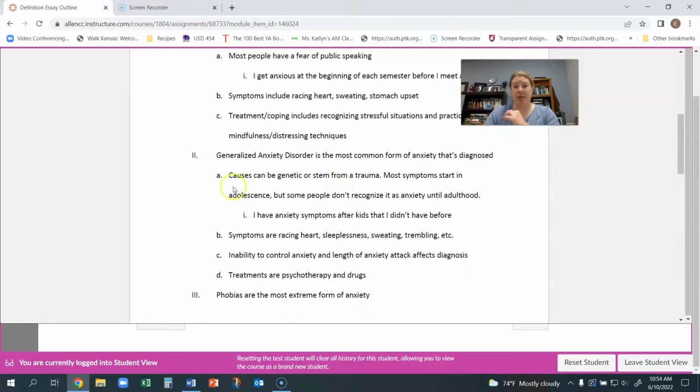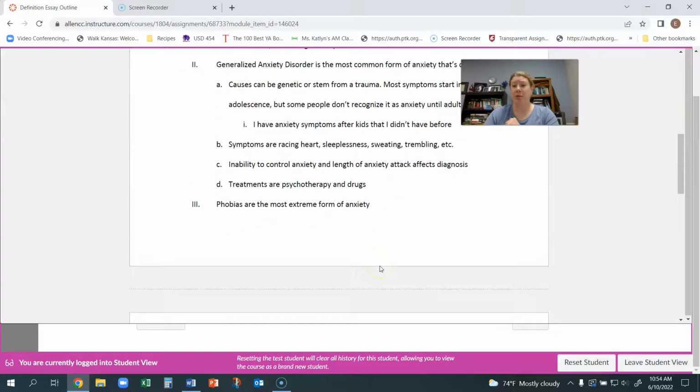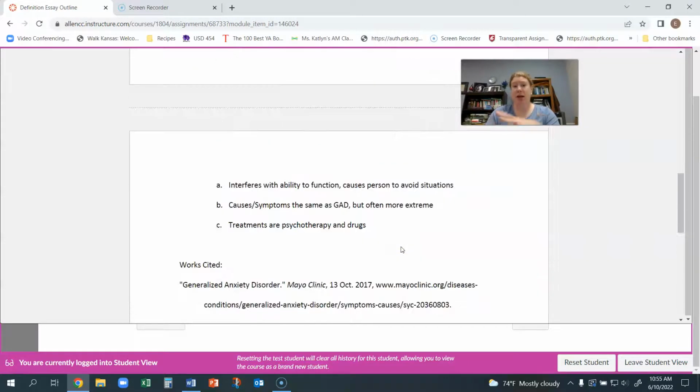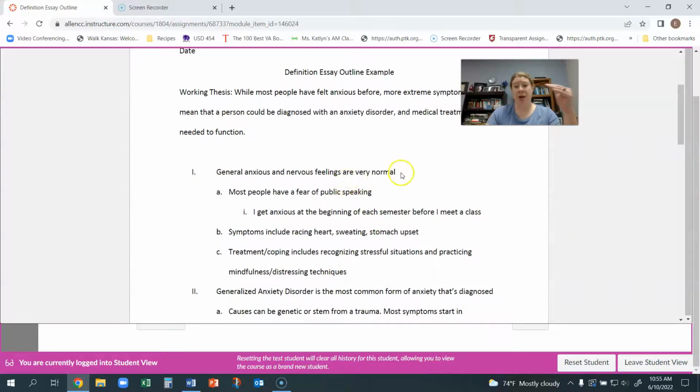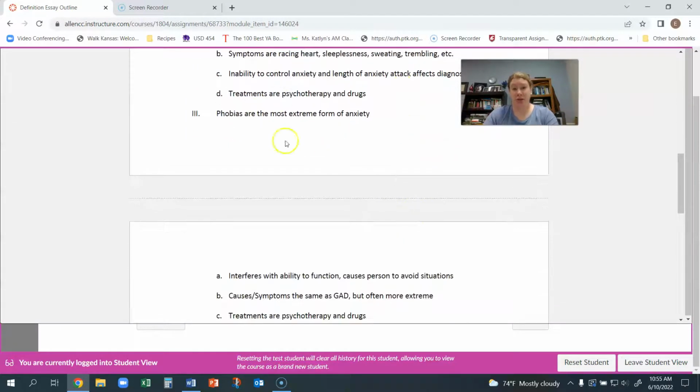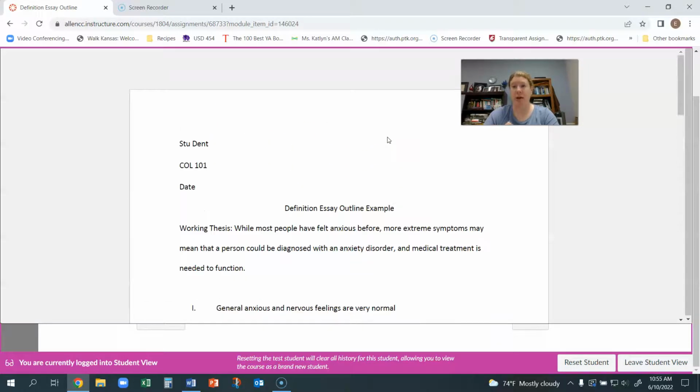So I've got that, but I've got it divided out into my 3 main examples. So that's what exemplification does for us, is helps us to organize. And in this case, I've gone from the least complex, but also the most widespread, to the most specific type of anxiety. And so that would be a logical way to organize my essay.